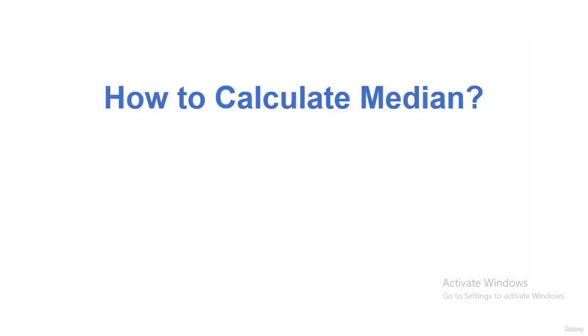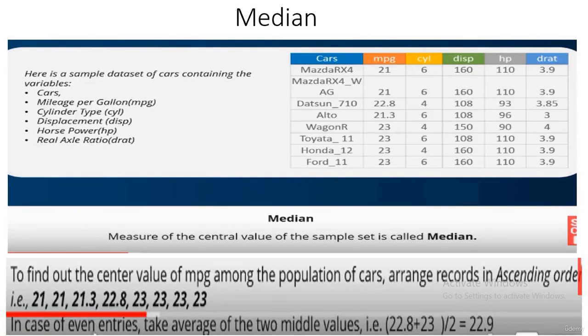Okay, so how to calculate median? Median is the measure of the central value of the sample set. That means to find out the central value of, let's take the example of miles per gallon, to find out the central value of miles per gallon among the population of cars, arrange records in ascending order.